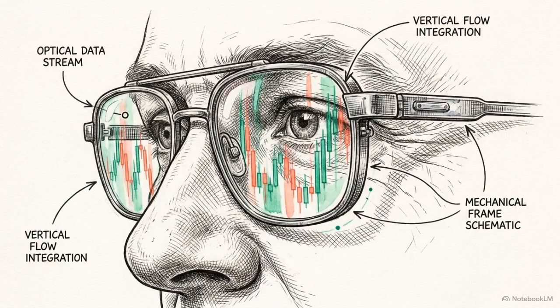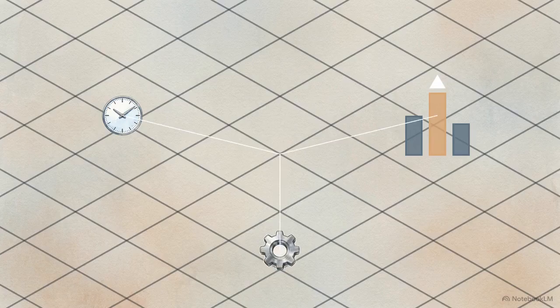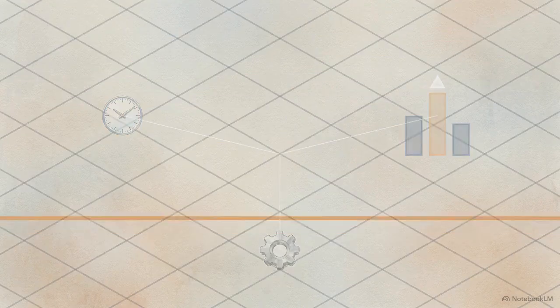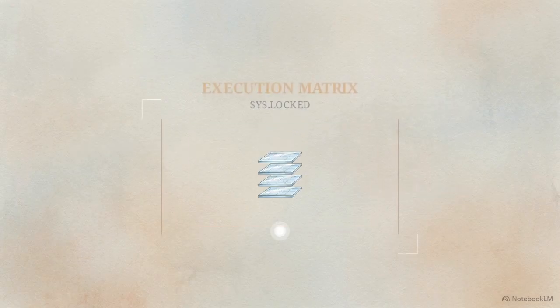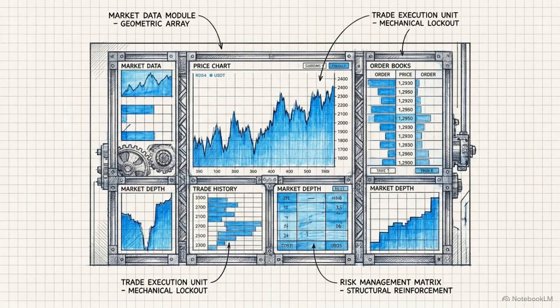Surviving this environment requires a shift from predictive pattern matching to the study of tape physics. Tape physics is the study of time-allocated cash settlement, volume delta, and the mechanics of liquidity. We are going to strip the chart of its retail markers and rebuild an institutional execution model from first principles. This construction relies on 4 distinct pillars: macrogravity, structural boundaries, momentum fuel, and algorithmic convergence. This layered architecture replaces subjective guessing with a deterministic execution model.